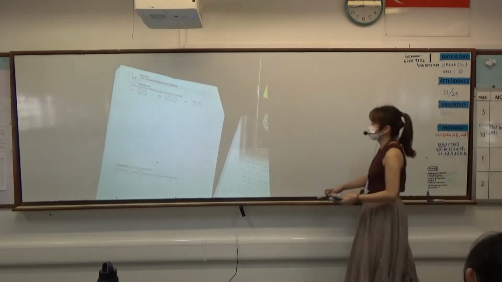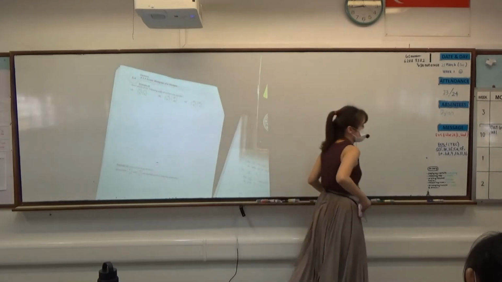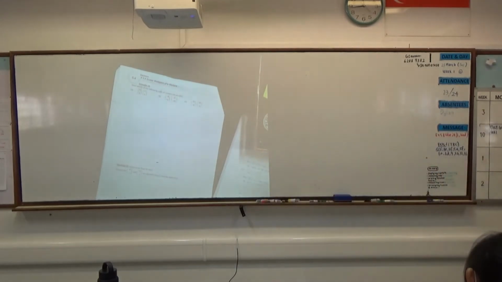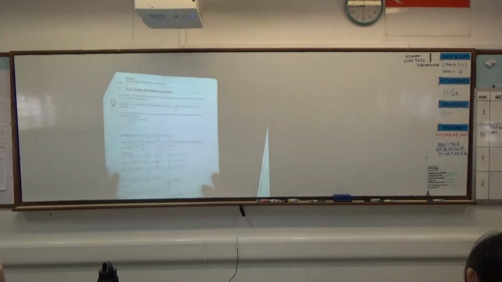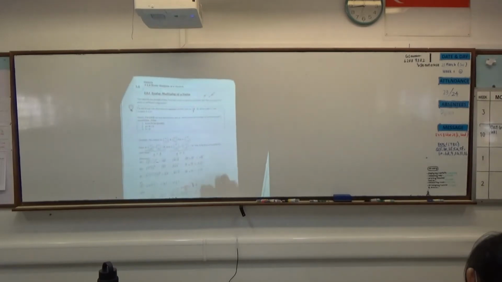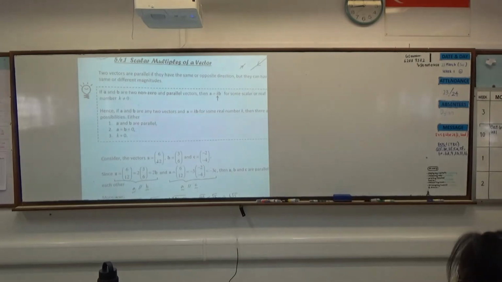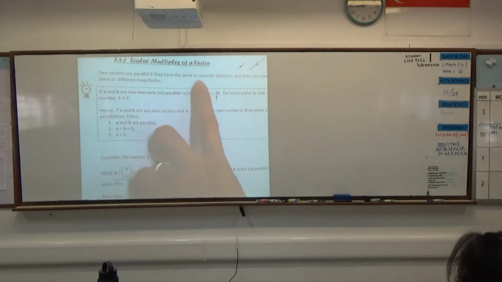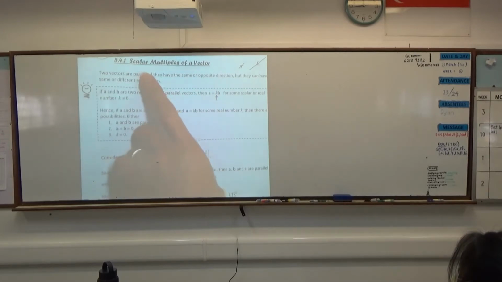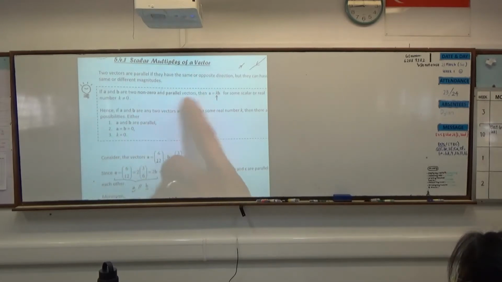Alright, so yesterday I was introducing to you parallel vectors. We said that vectors are considered parallel so long as they are scalar multiples of each other. This is on page 15 of your notes. They need not be of the same direction, so opposite directions can also be parallel vectors. Therefore, for parallel vectors, they will be scalar multiples.